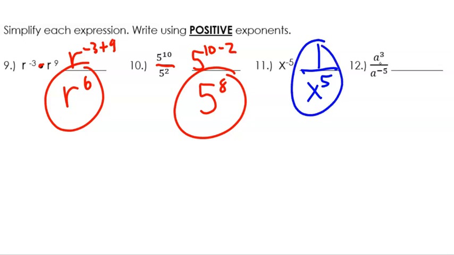For number 12, we're dividing like bases, so we're going to keep the base the same, and we're going to subtract the powers. Now watch. Subtraction is a shortcut, but the denominator also has its own negative sign. And when you have two minuses in a row, you then have a plus. So a to the 8th.